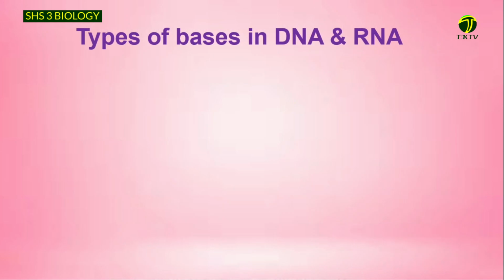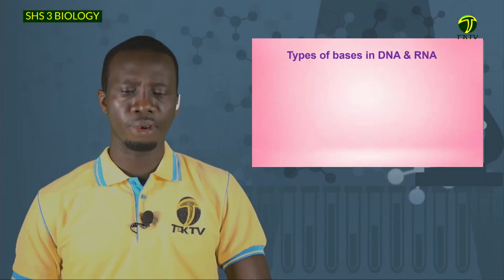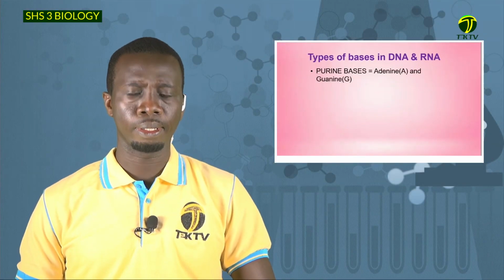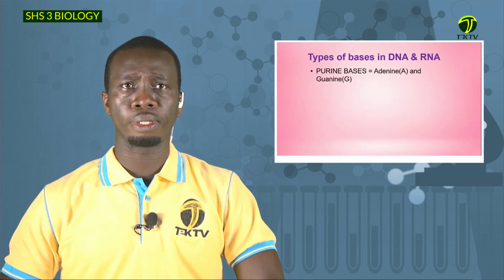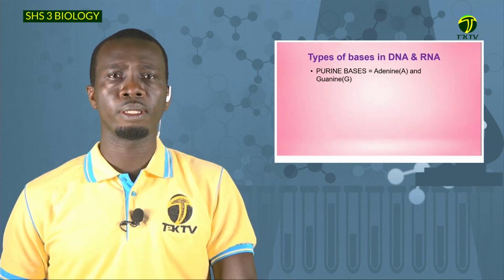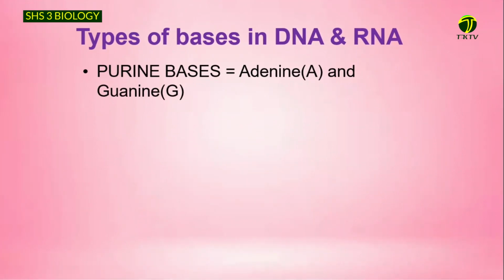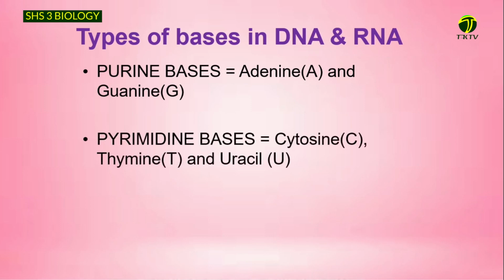Having mentioned the bases under the differences, let's see the types of bases. Under two categories, purine bases made up of adenine and guanine. Then the pyrimidine bases made up of cytosine, thymine, and uracil.